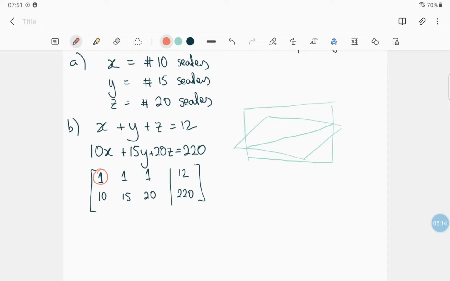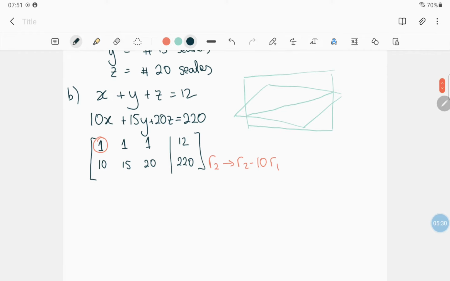Now we want to kill that 10. So I need to do row 2 sent to itself minus 10. Now that isn't a row operation by itself, that would change the solution, but if you do 10 multiplied by a row, you're okay, and obviously it's going to be row 1. So we do that: we get 1, 1, 1, 12, and now 10 minus 10 times 1 is 0, 15 minus 10 times 1 is 5, 20 minus 10 times 1 is 10, and 220 minus 10 times 12 is 100.